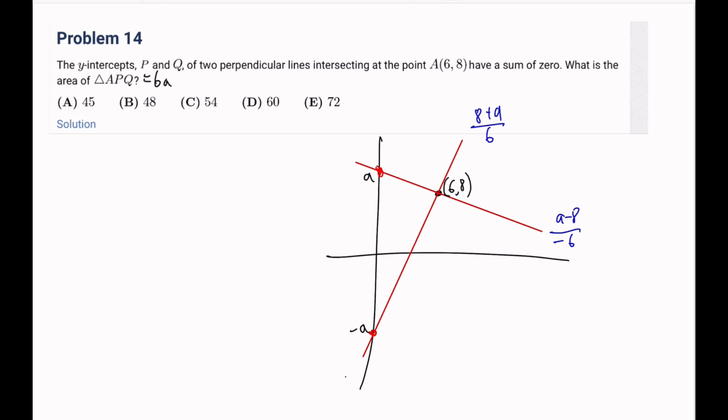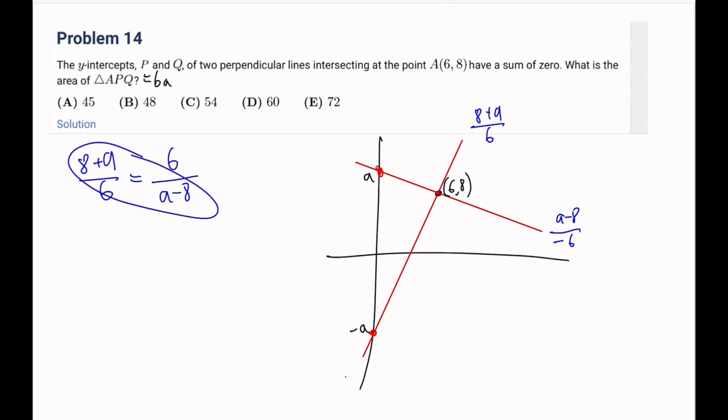So these two are negative reciprocals. If we write them again, 8 plus A over 6 and negative 6 over A minus 8. And then if we flip them around, they should be negative reciprocals. Let's flip this one because it has the minus sign. That will be 6 over A minus 8, right? So these two will be equal. And then all that is left is cross multiplication.